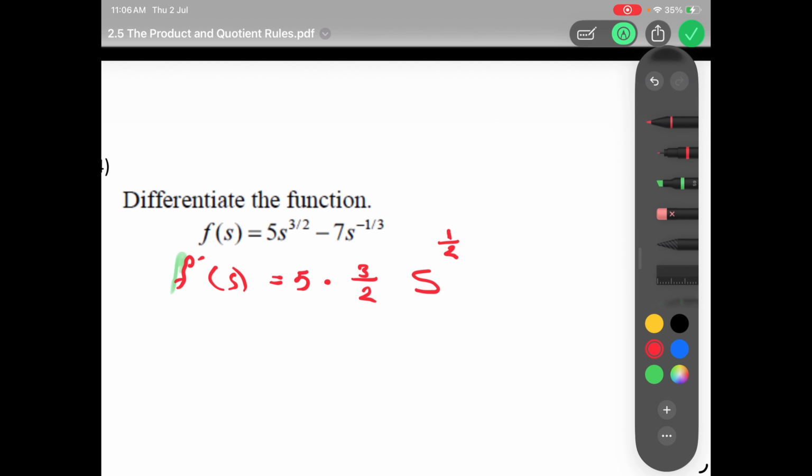Then minus 7 times minus 1/3. Again, s to which power? I have here minus 1/3. If you minus 1, it will be minus 4 over 3. Minus 4 over 3. Maybe once we're done with this, I will tell you a shortcut way. I will reveal it so you can do it without a calculator if you are interested.